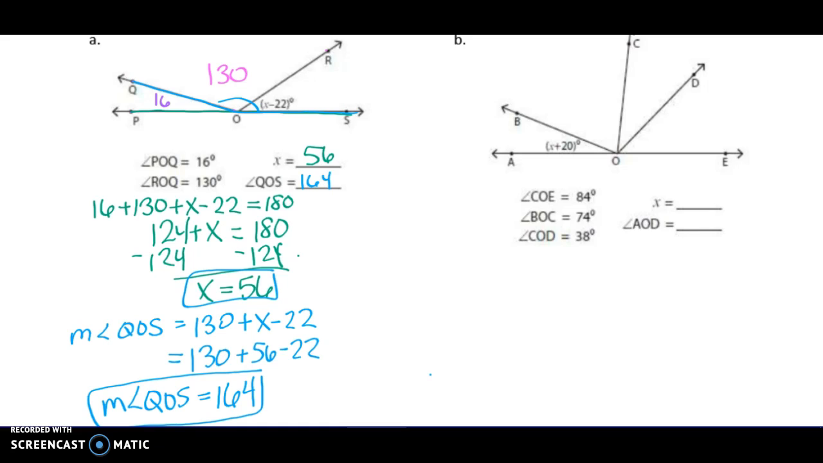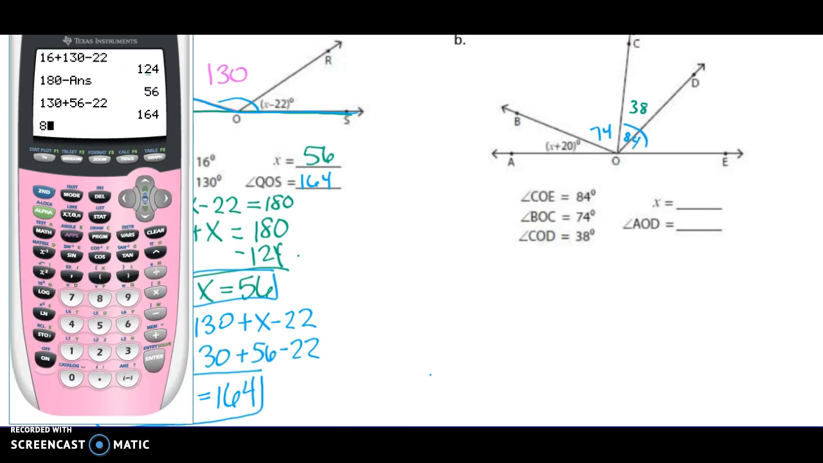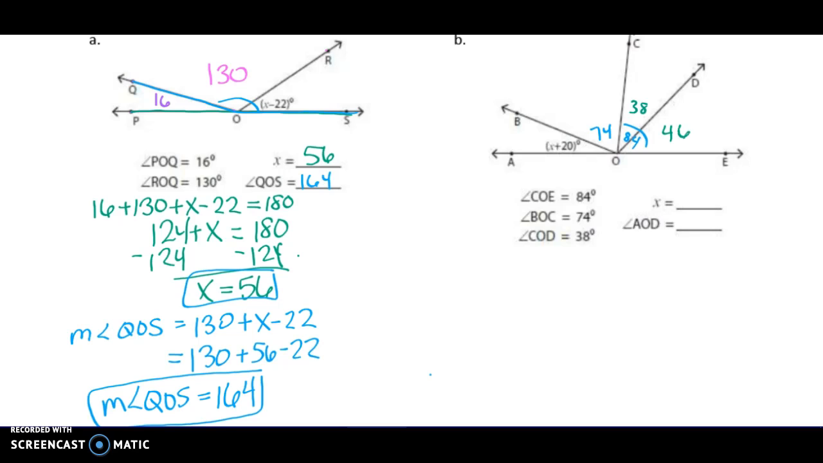Again, take what we know and add it to the picture. COE is 84. So this whole thing here is 84 degrees. BOC is 74. COD is 38. So this side is 38. I know the whole thing is 84. If I do 84 minus 38, that tells me what's left for DOE is 46. I still need to find X and AOD.